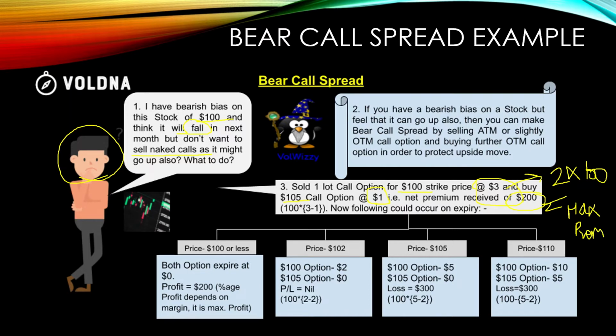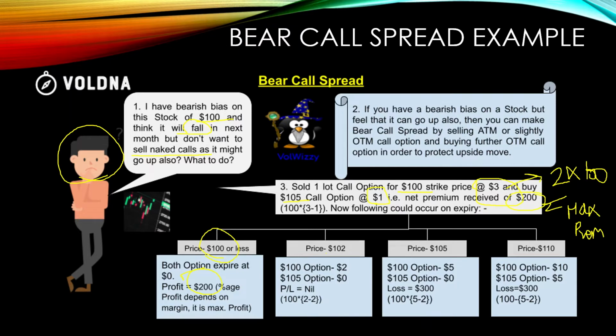So what would be the profit and loss situation? In case the stock falls and goes below $100, both the options expire at $0 and his maximum profit is limited to $200. This is a very simple one. In case the stock really falls and expires below $100, both the options will expire worthless and he can keep all the premium received.